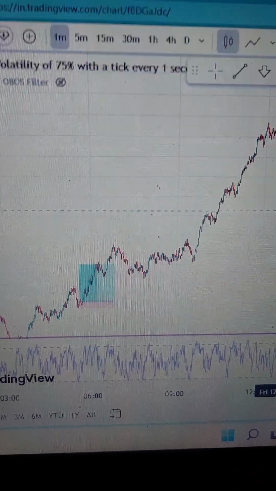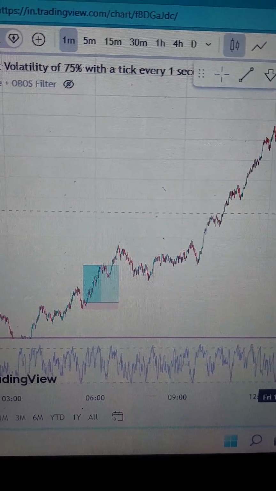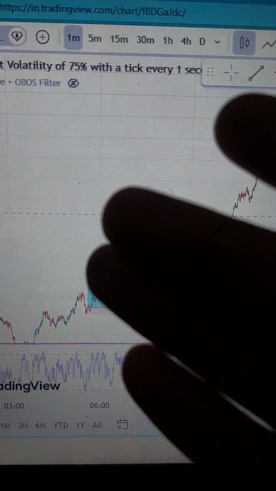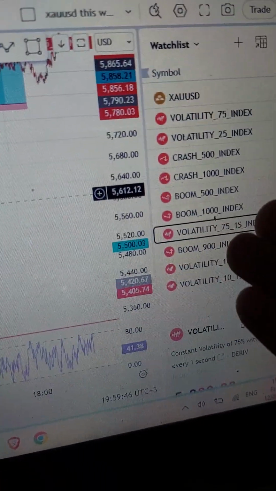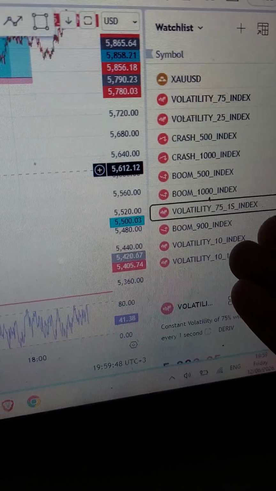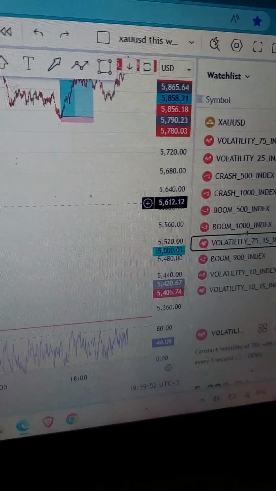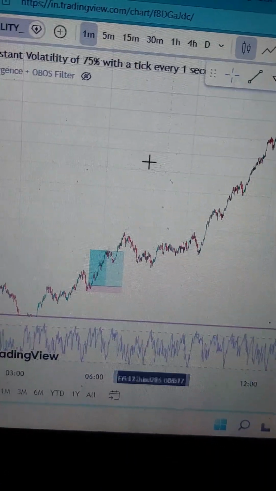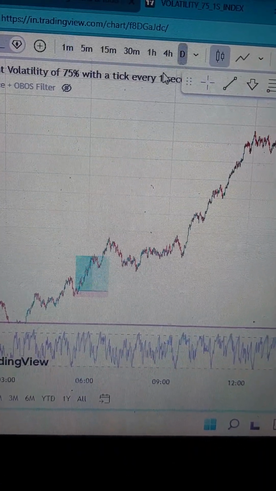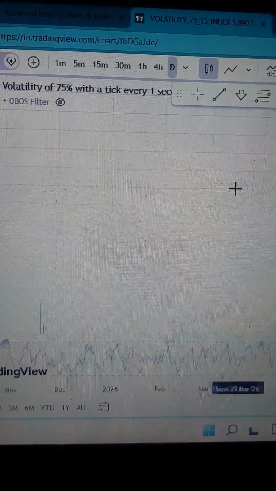A very simple yet effective trading model for scalping synthetic indices such as V75, V25, V75 on S7, volatility 10, and all of them. So this is the daily time frame to determine a bias.